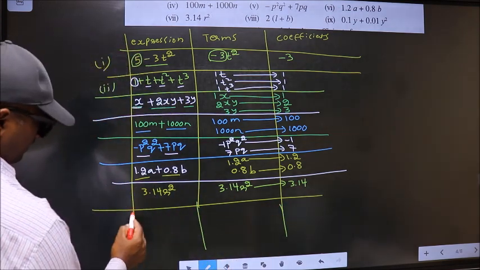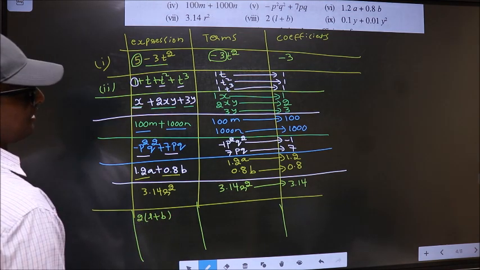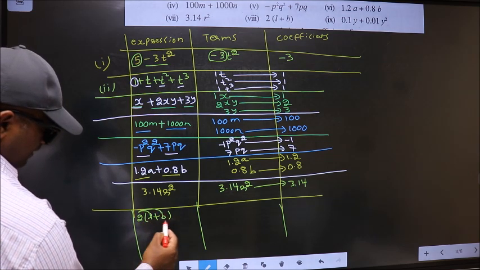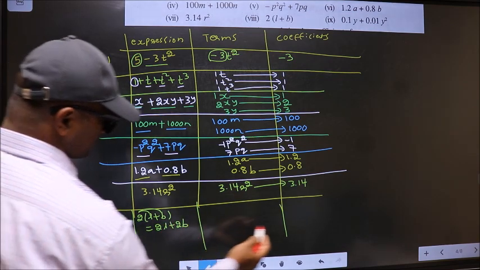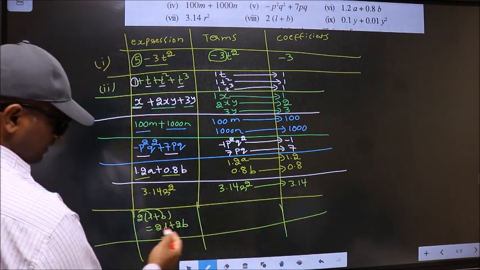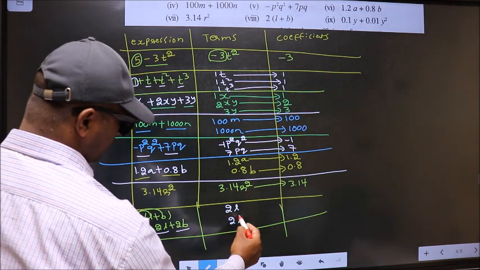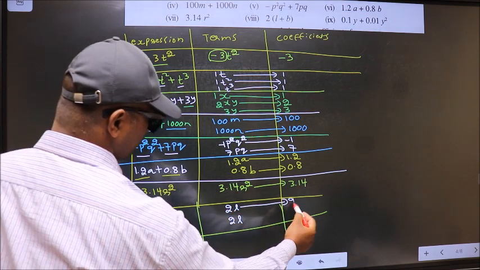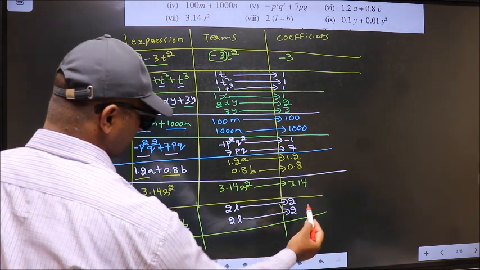Next, we have 2 times L plus B. Now first let us expand it, or open the bracket. We get 2L plus 2B. So the terms here are 2L and 2B. So here the coefficient is the number before the letter, that is 2, and here the number before the letter is 2.